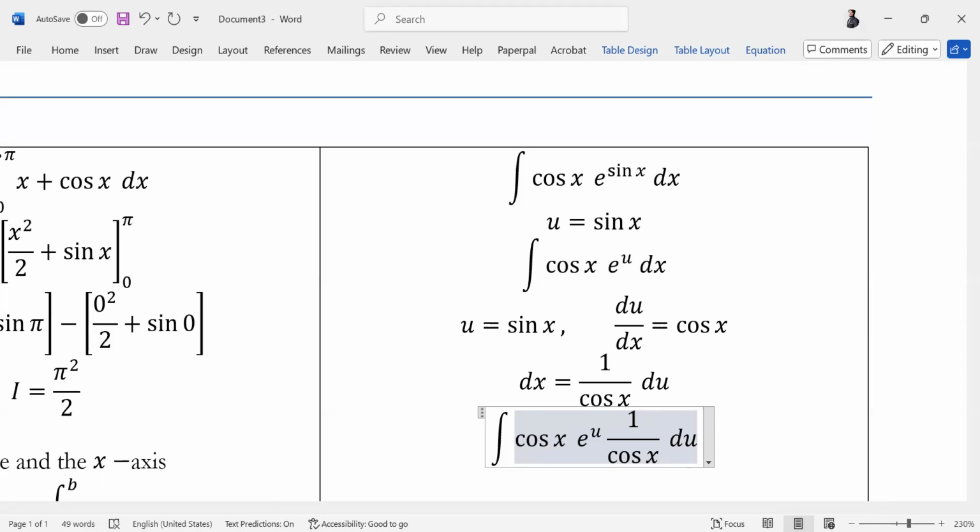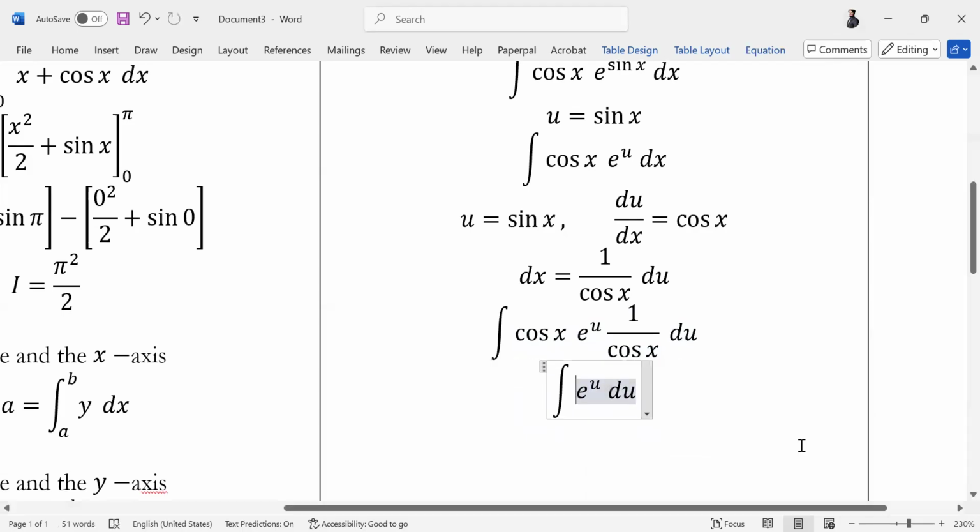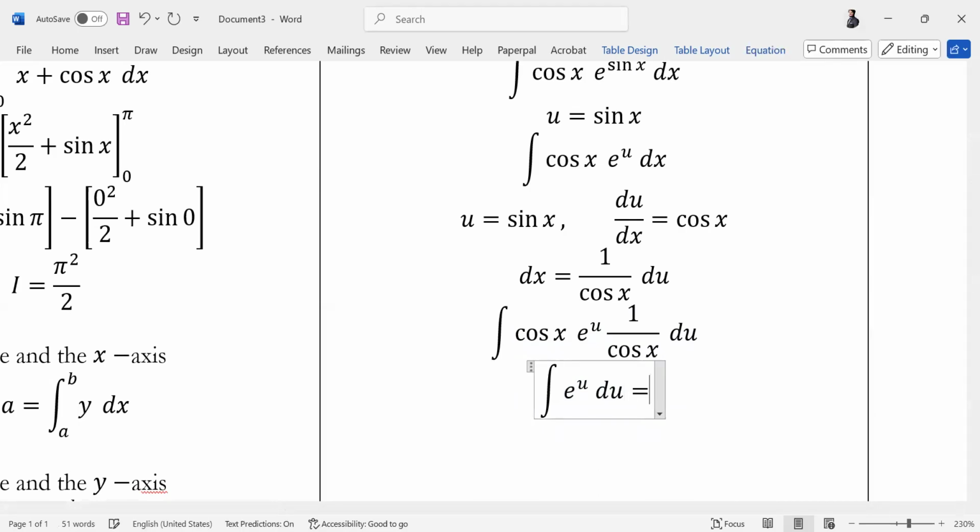What do I get? Cos x and cos x cancelled out. What am I left with? Integrable now. What will be the integral of this? e to the power u plus C. Makes sense?